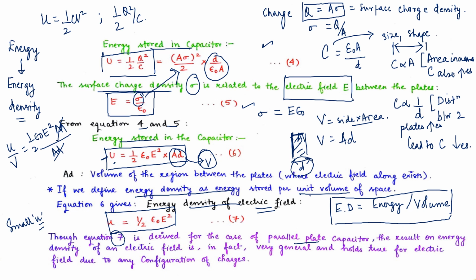Though equation 7 is derived for the case of a parallel plate capacitor, the result on energy density of an electric field is in fact very general and holds true for electric fields due to any configuration of charges. This is a note for you to understand. What we are basically doing is explaining all the concepts based on a parallel plate capacitor. We have not introduced any capacitor which is non-uniform in shape. The plates can be rectangular or square, it doesn't matter, but these plates are kept parallel to each other, and these parallel plates store energy.